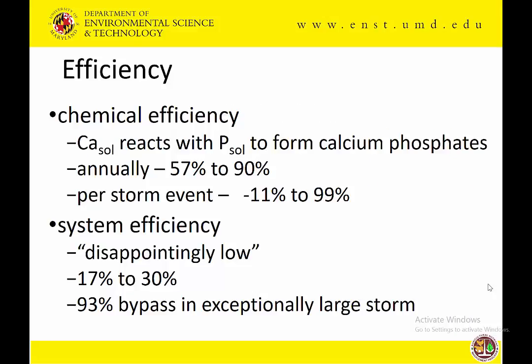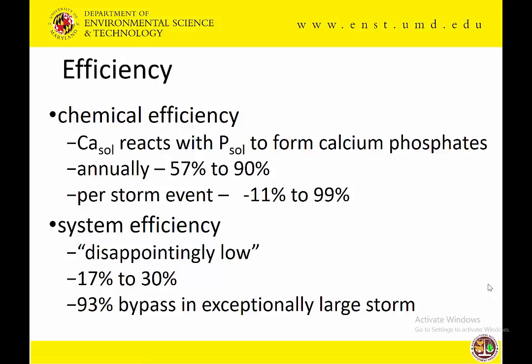Okay, efficiency, chemical efficiency, varied from 57 to 90%. Per storm, it was as low as a negative 11% or as high as 99. Again, the calcium in the gypsum is going to react with the phosphorus in the ditch drain water and form calcium phosphates. So the water that went through the system had a fairly good chance, not always, but a lot of times, highly cleaned up. But the system efficiency was low, okay, 17 to 30%.